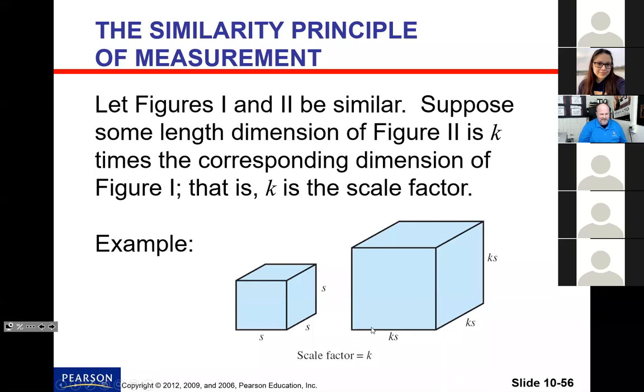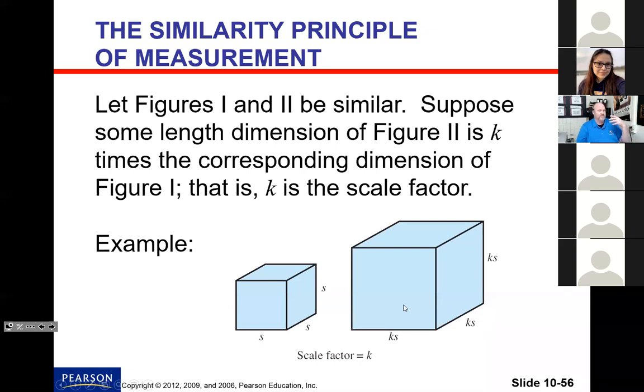So for instance, let's say, can you see my mouse on the screen? Let's say this bottom line is 10 centimeters long. Over here on S, this bottom line is 5 centimeters long. To find K, or the scale factor, all you do is you take the second measurement divided by the first measurement. So we end up with 10 divided by 5. So the scale factor is 2. So you could say this object on the right here is 2 times as large as the object on the left. Okay, and that works for enlargements and reductions, right?